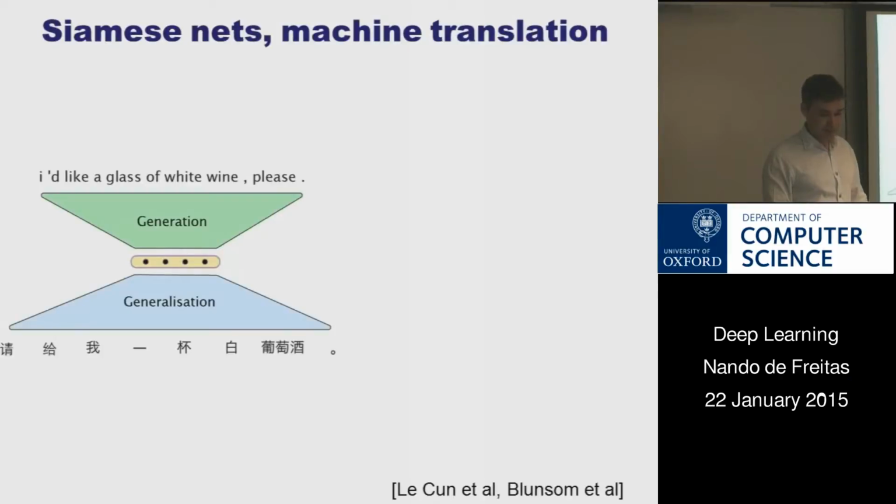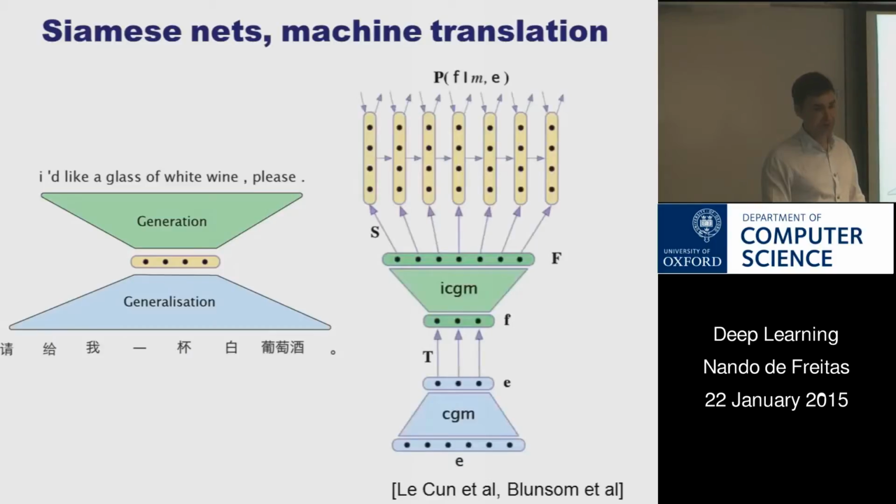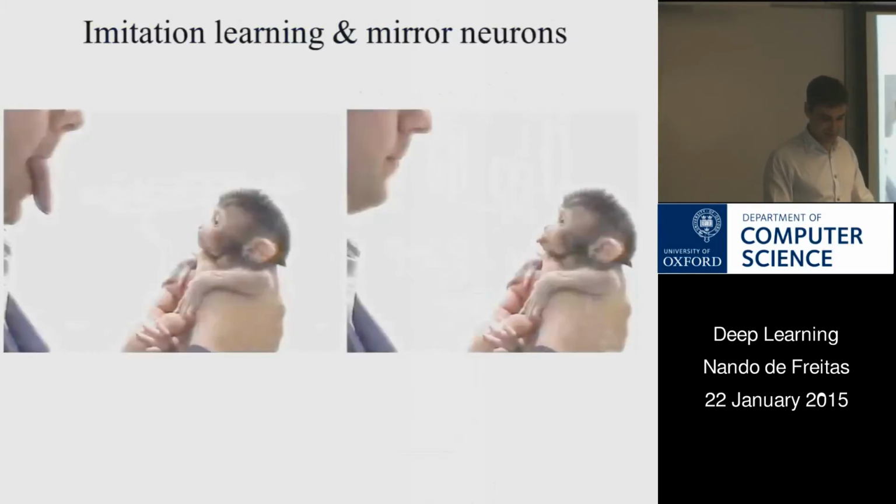Phil Blunsom here in Oxford has also been doing a lot of good work on this, for doing translation, for doing dialogue understanding. You talk to a machine, and the machine needs to understand whether you're complaining or asking to increase the order or something like that.